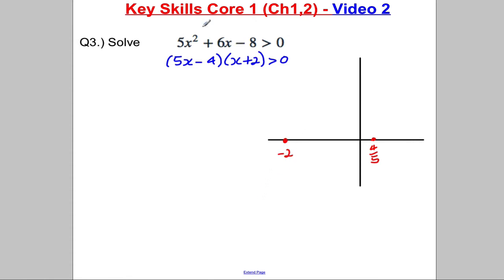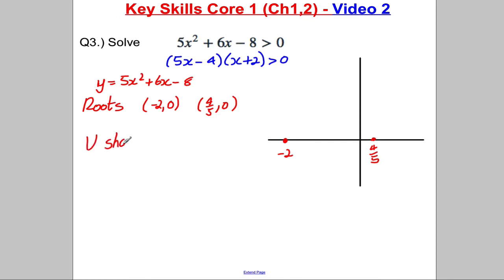We also know that's a U-shaped graph. Let me just state what we know. We know the roots are equal to -2, 0, that coordinate, and 4/5, 0. If we were to draw this graph, i.e. draw the graph of y is 5x squared, add 6x, take away 8, okay, we want to draw that graph there. So we know what the roots are. We know it's U-shaped because we have positive x squared.